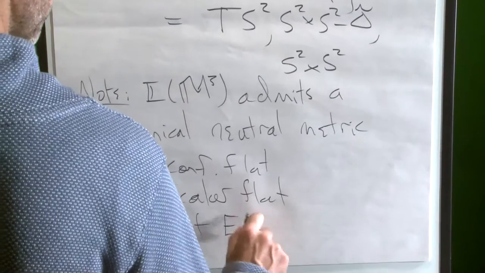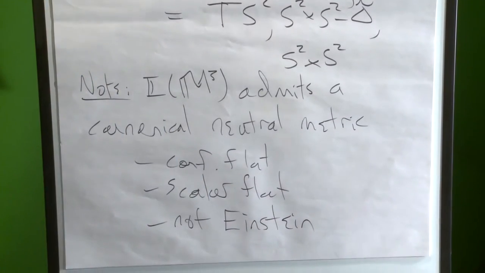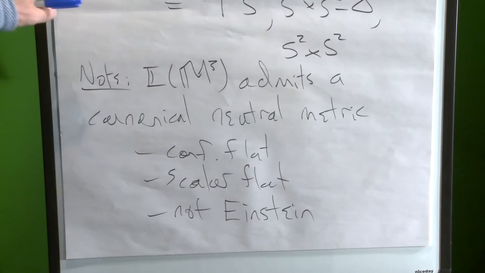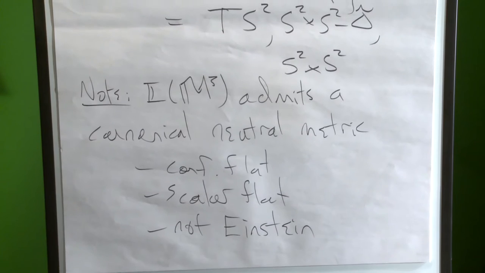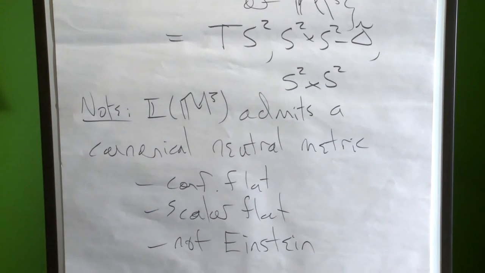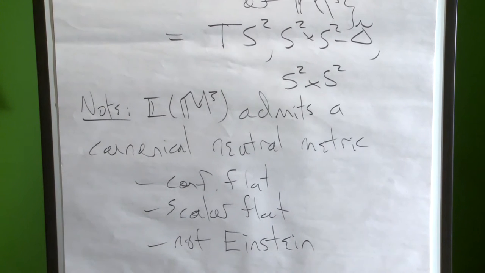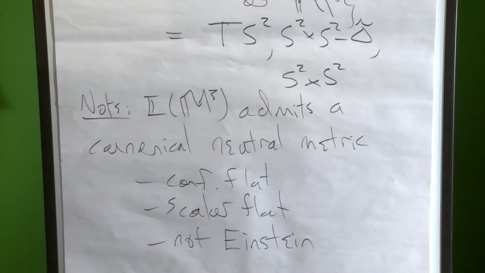These metrics are quite interesting in the sense that it's not true for any other dimension. If you take the space of oriented geodesics of a four-dimensional space of constant curvature, you do not have these canonical neutral metrics on them in general. So it's an interesting class that is really dimension dependent. Okay, so let's try and see how we can use that.